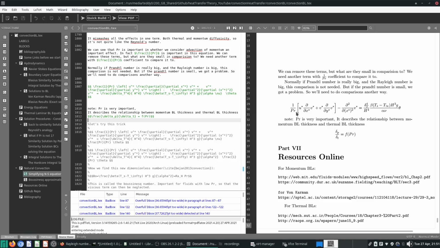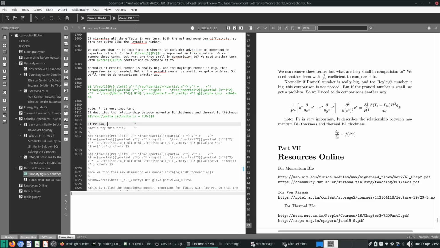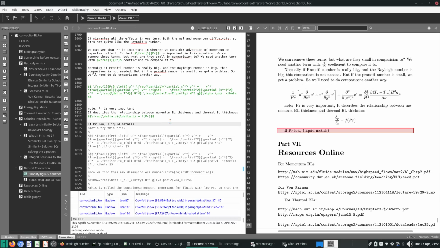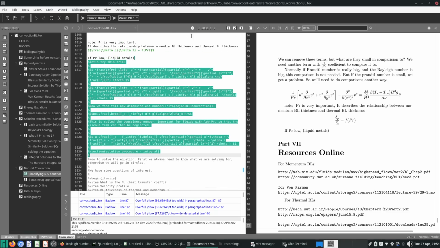So if the Prandtl number is low, the better way of looking at things is to multiply the Prandtl number throughout. One typical situation where a low Prandtl number occurs is in liquid metals, like liquid lead, liquid sodium, mercury, whatever. I'm not sure about mercury, but sodium seems to fit that bill very well.